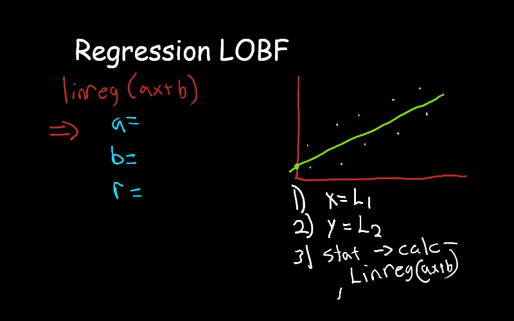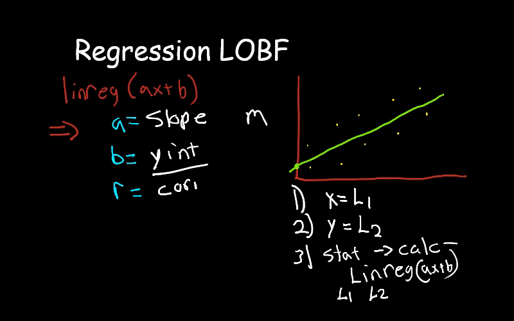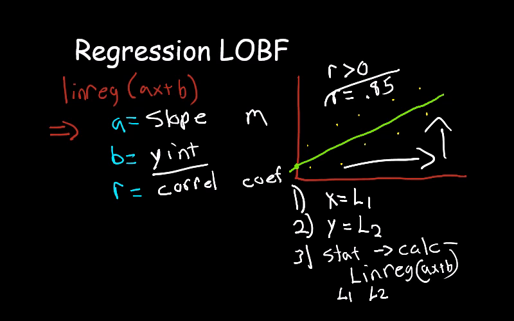Now, for the outputs, using L1 and L2, A is determined to be your slope, just like in the good old algebra days, m. B is going to be your y-intercept, and we already went over what R is. R is the correlation coefficient, which we're just going to refer to as correl coef. By the way, the correlation coefficient for this line is definitely going to be bigger than 0 because it's going up in a positive direction when you're moving from left to right. I'd give it maybe about an R of 0.85, give or take.